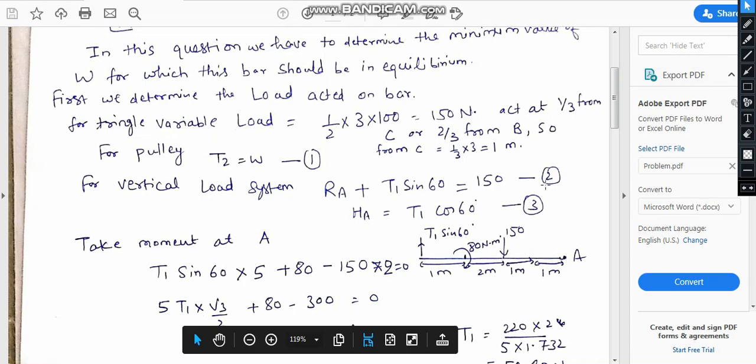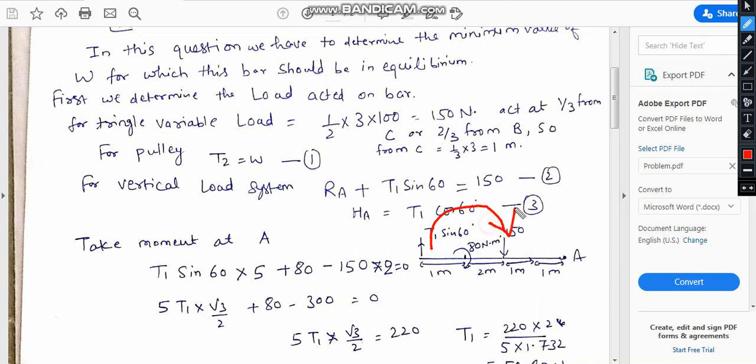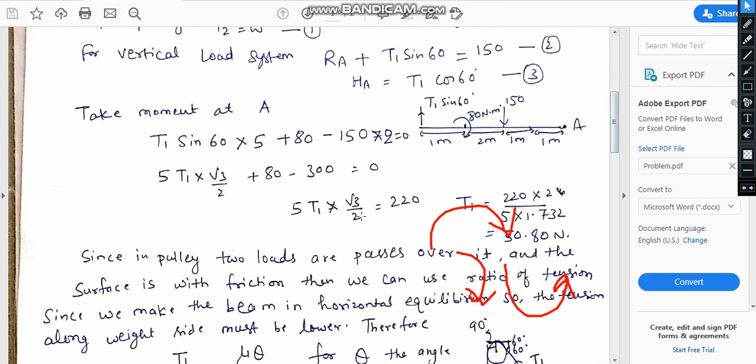T1 sin 60 into this distance, which is 5, will rotate the bar clockwise. 80 Newton per meter is again clockwise, and 150 Newton per meter will rotate it anti-clockwise. So this is 150 into the distance. By solving this equation, we find that T1 is 50.80 Newton.